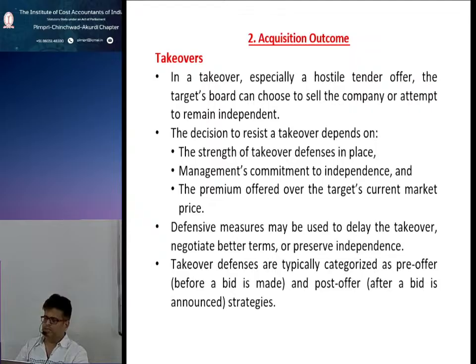In a takeover, especially a hostile tender offer, the target's board can choose to sell the company or attempt to remain independent. The decision to resist a takeover depends on the strength of takeover defenses in place, management's commitment to independence, and the premium offered over the target's current market price. Defensive measures may be used to delay the takeover, negotiate better terms, or preserve independence. Takeover defenses are typically categorized as pre-offer, before a bid is made, and post-offer, after a bid is announced, strategies.